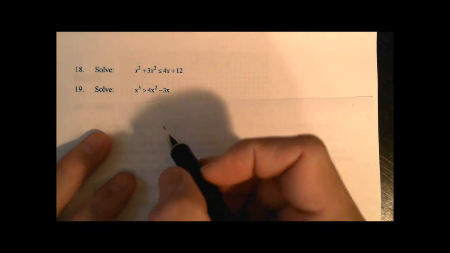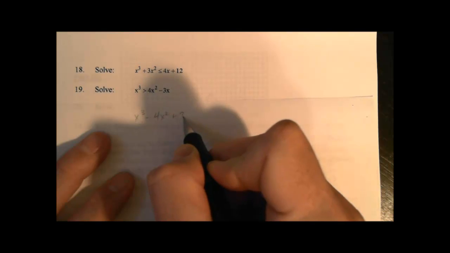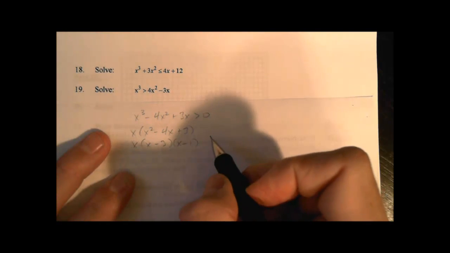The next one's a similar one. We have x cubed is greater than 4x squared minus 3x. In standard form, x cubed minus 4x squared plus 3x is greater than 0. And we factor out a GCF, and we have x minus 3 and x minus 1.